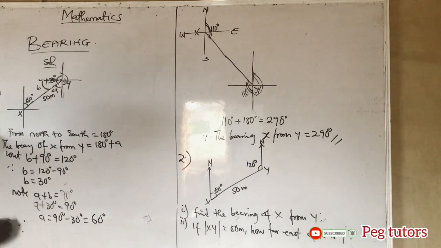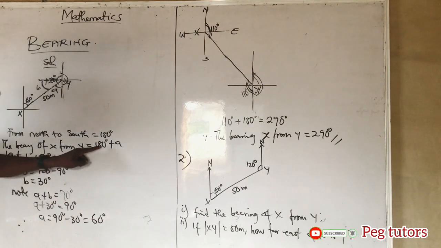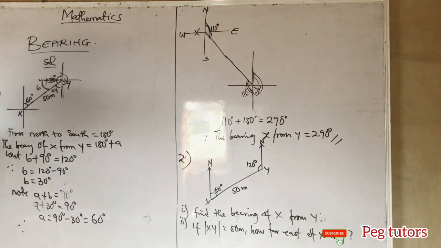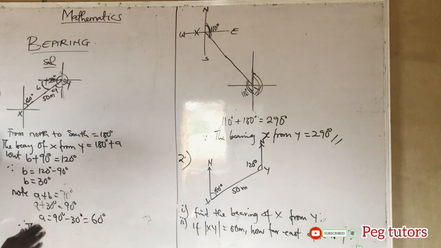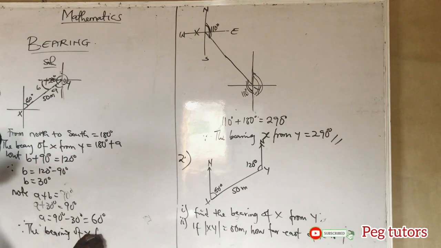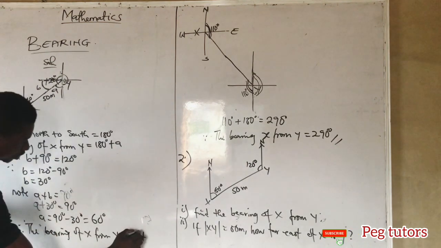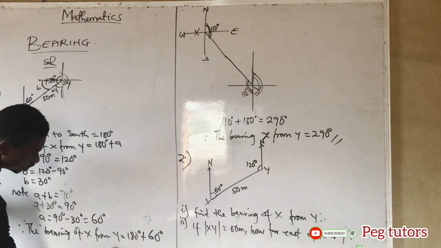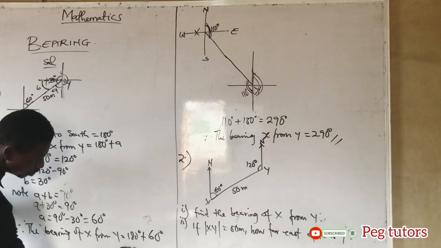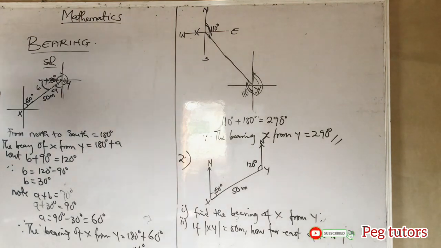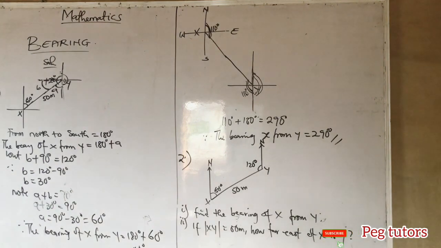So therefore, remember that we have already established that the bearing of x from y is 180 plus A. Now we have A. So therefore, the bearing of x from y equals 180 plus what? 60 degrees, which is equal to what? 240 degrees. Checking out. Are we following? I have to break it down small.